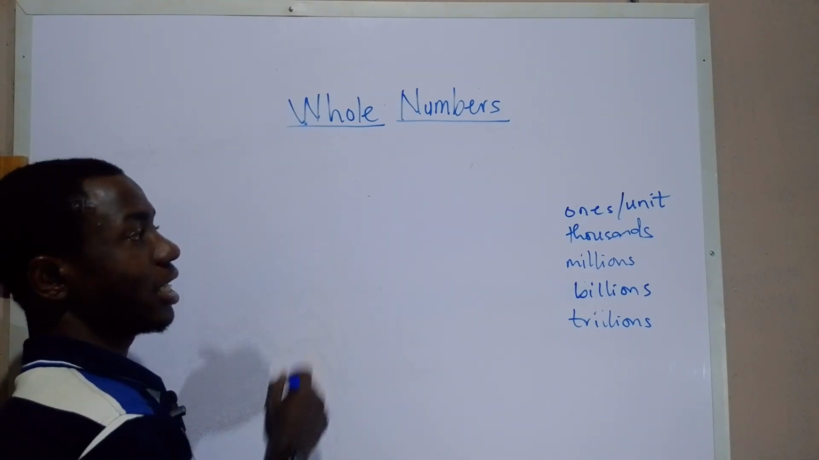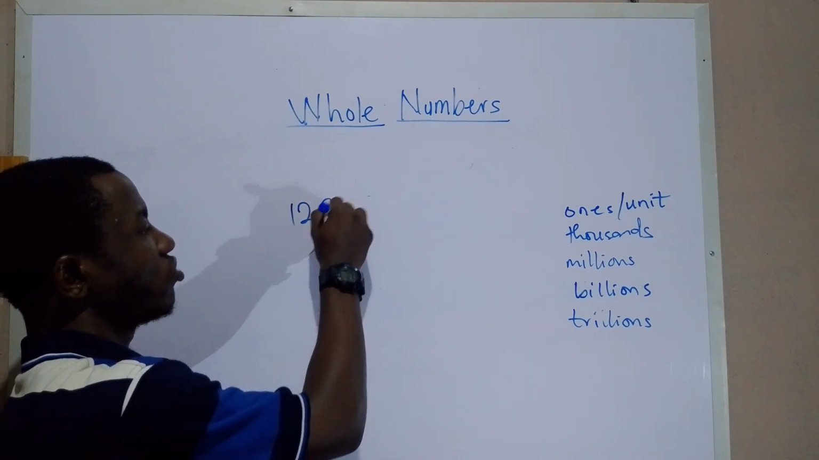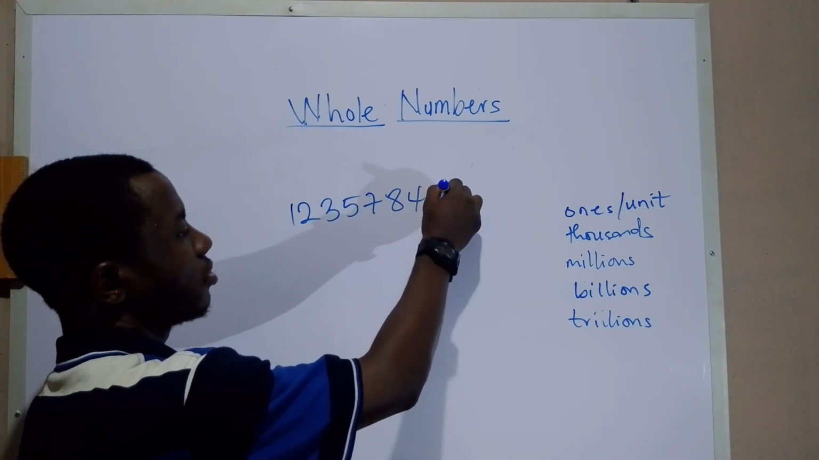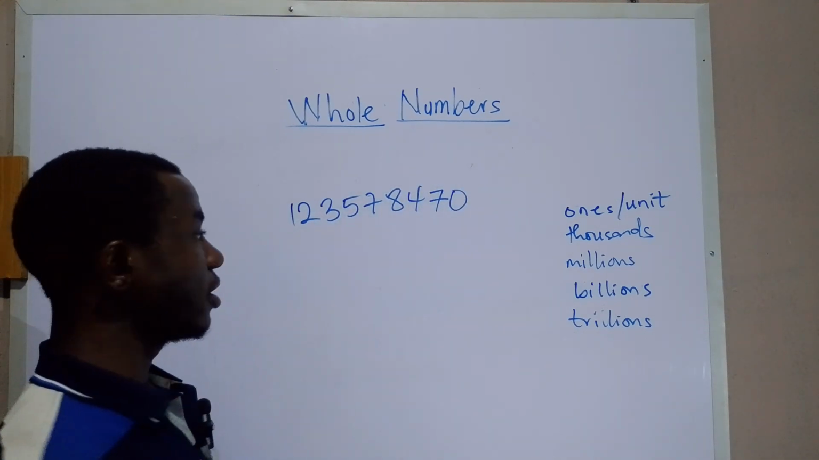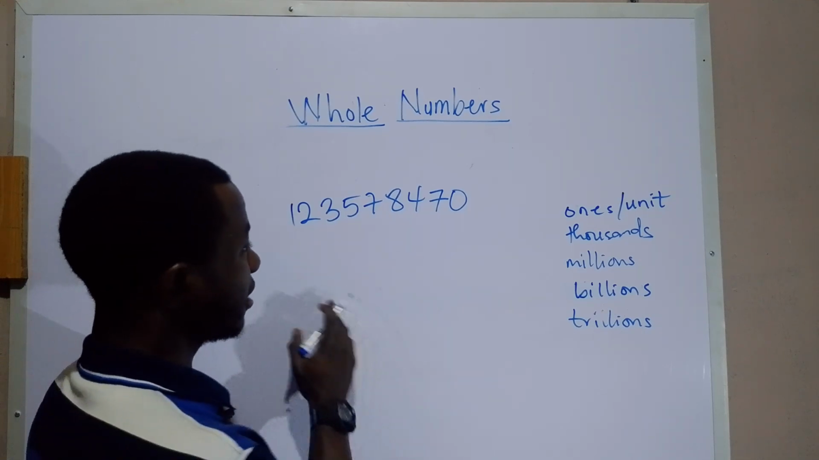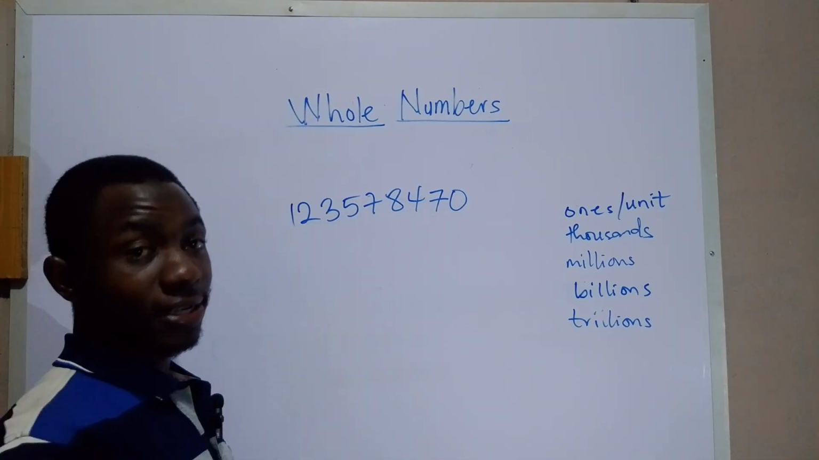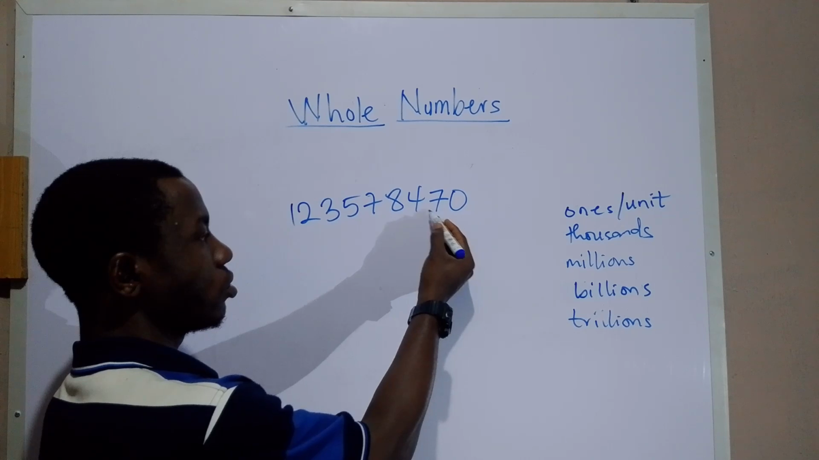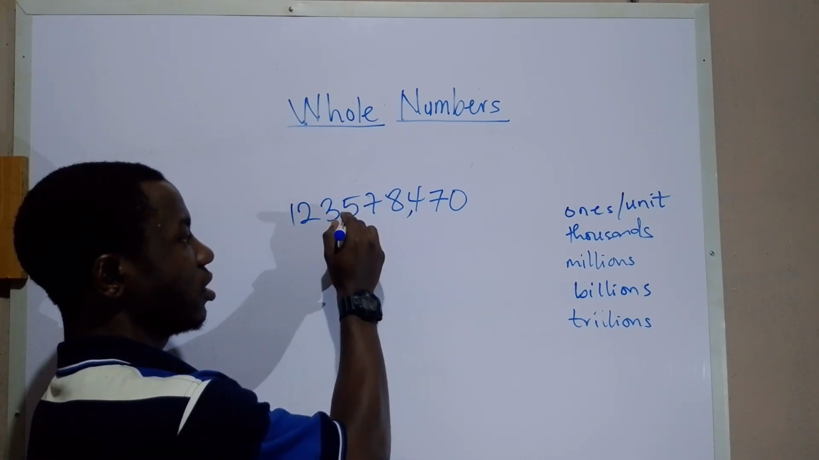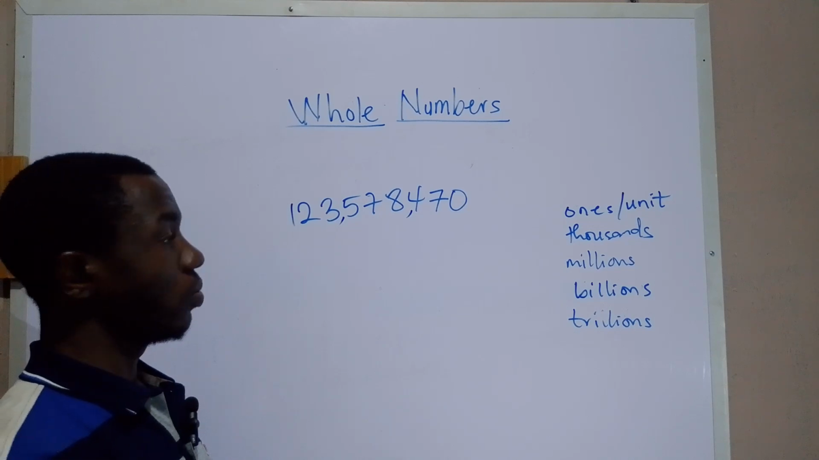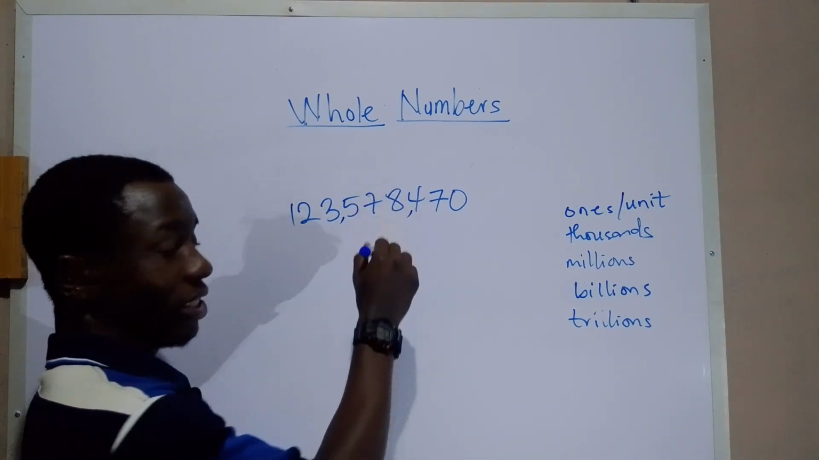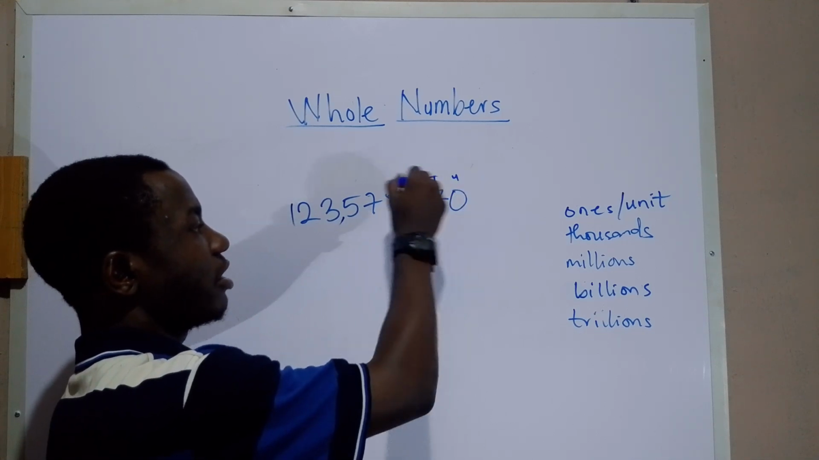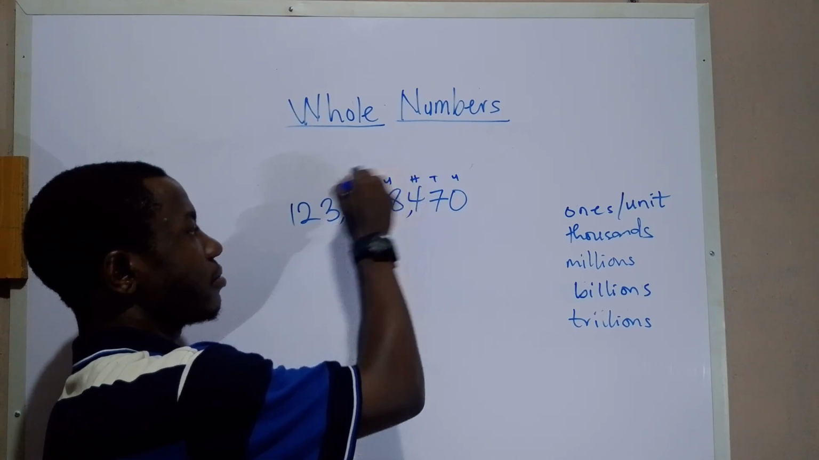Now giving another number like 1, 2, 3, 5, 7, 8, 4, 7, 0. Now to determine the place value of the digits in this number, we segment the digits into their respective periods, starting from the right. 1, 2, 3, 1, 2, 3, 1, 2, 3. So we stop here, and then we take note that every group has a place value of 100, tens, and units.